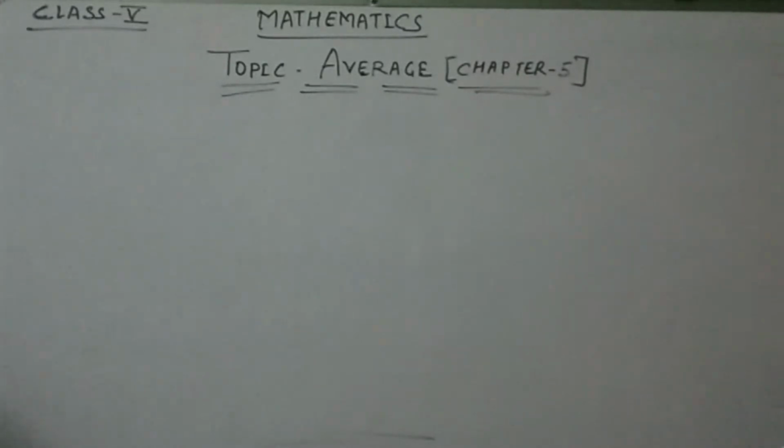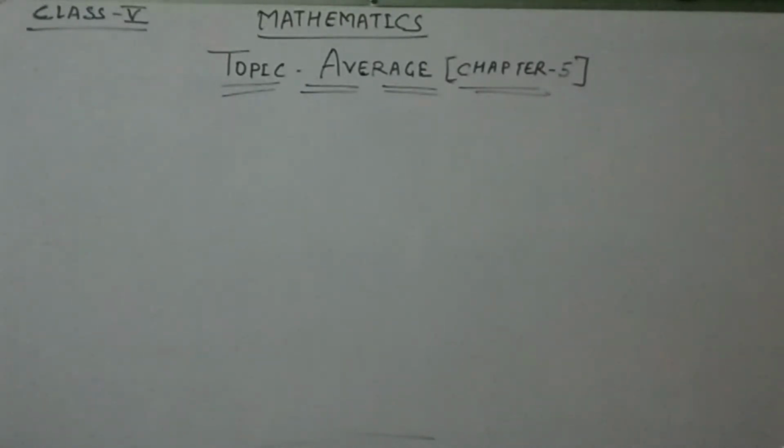Or you can say average is the quotient obtained by dividing the sum total of a set of figures by the number of figures. Okay. It is calculated by adding up all the numbers and then dividing by how many numbers there are.